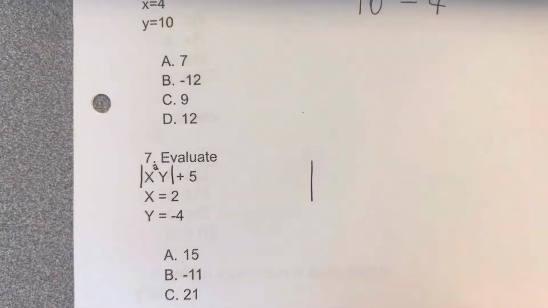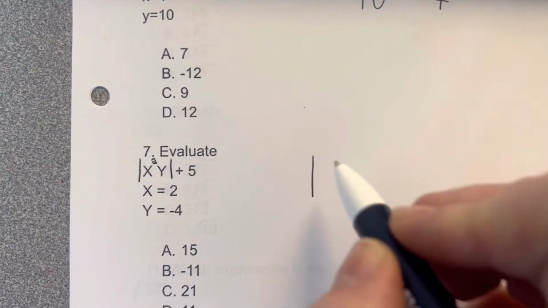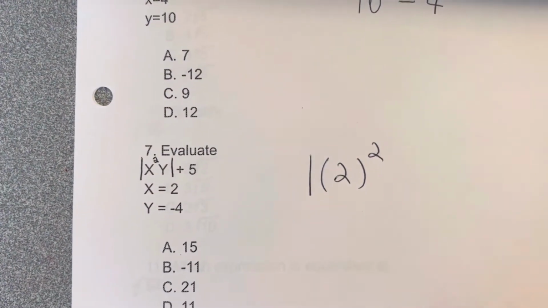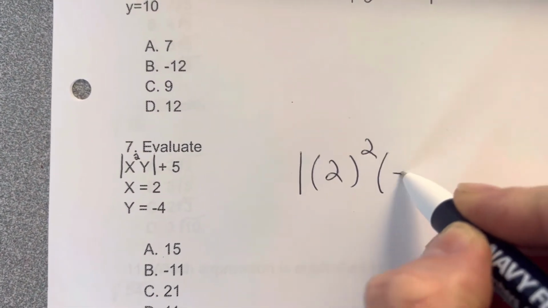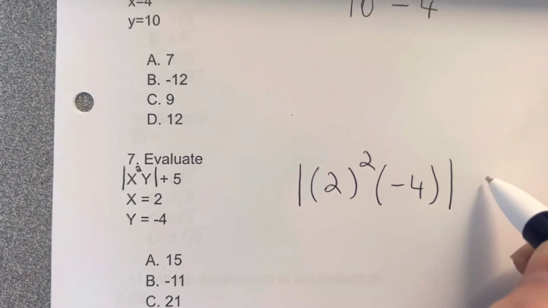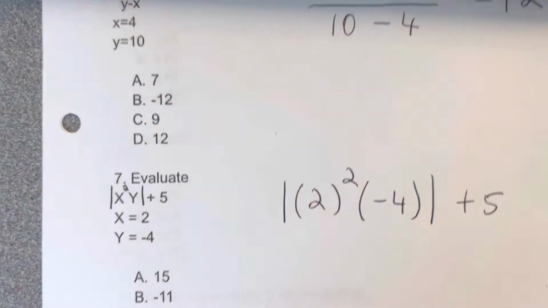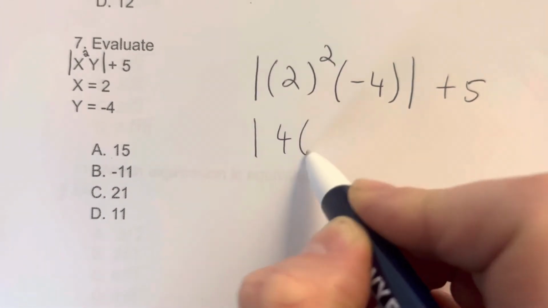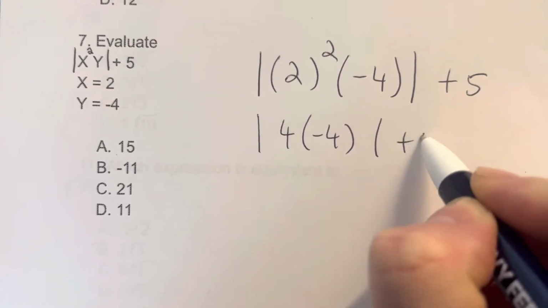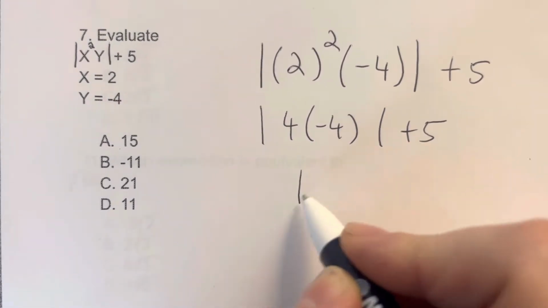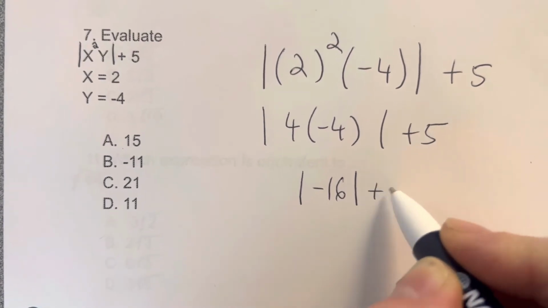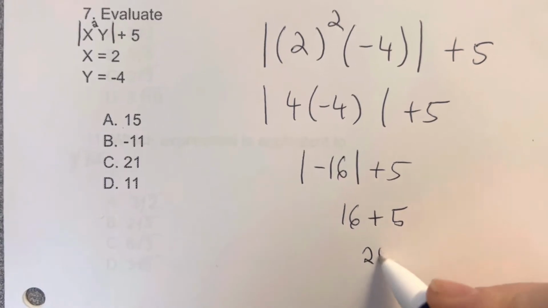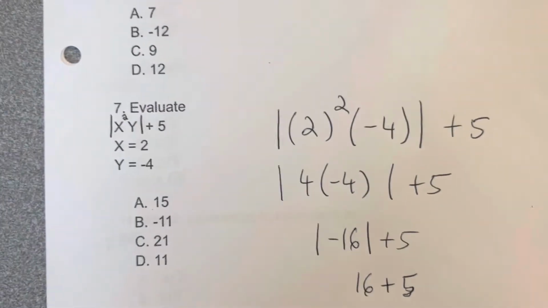All right. So we have absolute value. Our x is 2 to the 2nd power. And our y is negative 4. Close the absolute bracket, plus 5. If you want to work this out by hand, 2 to the 2nd power is 4, multiplied by negative 4. That would give you negative 16. So that gives us 21. All right, now let's put that in Desmos.